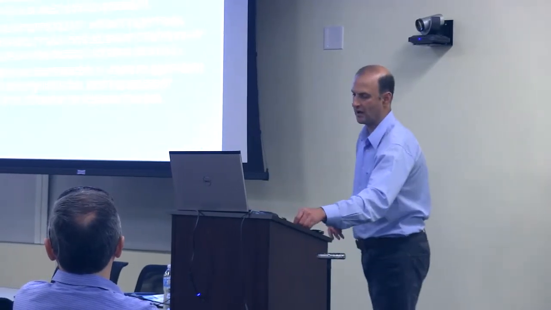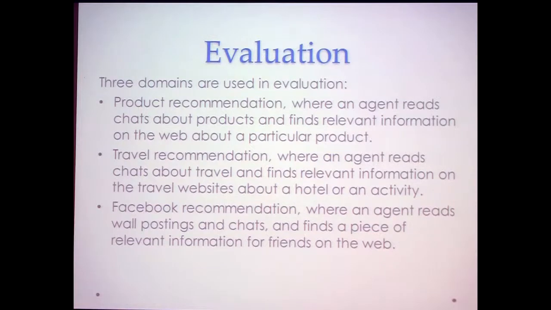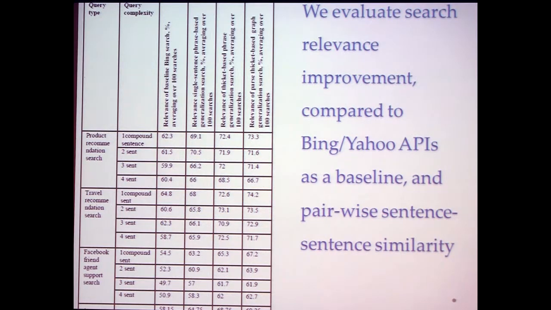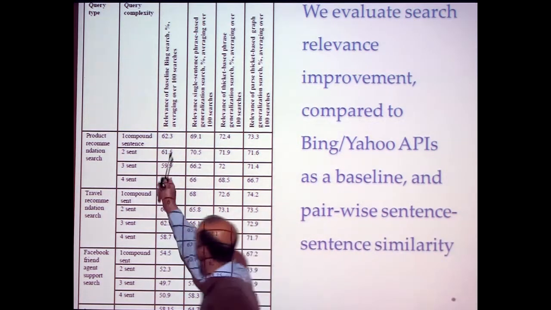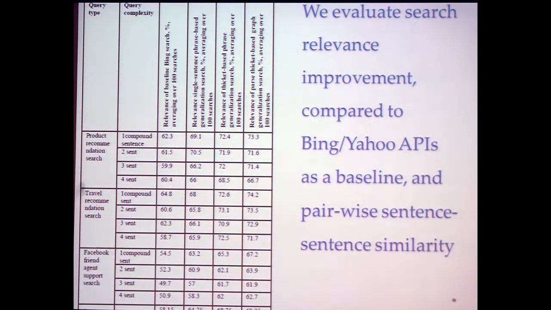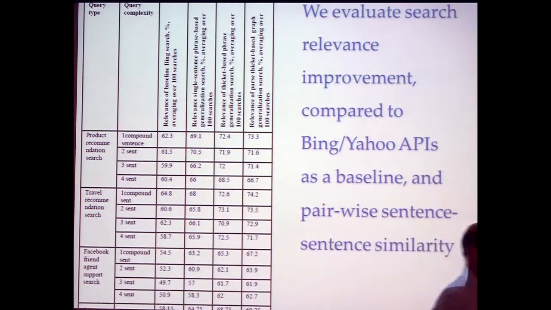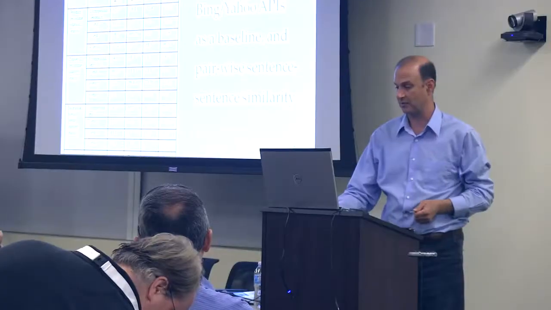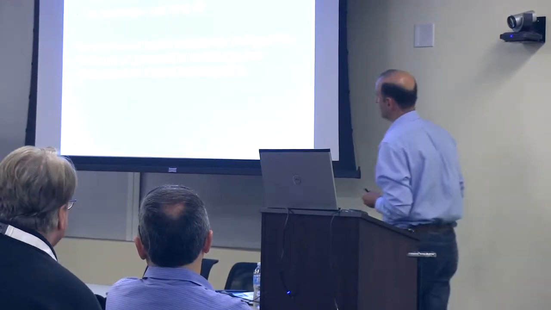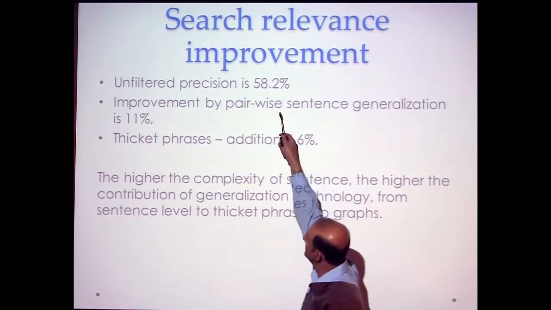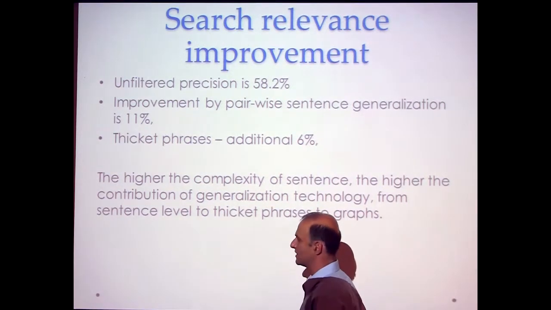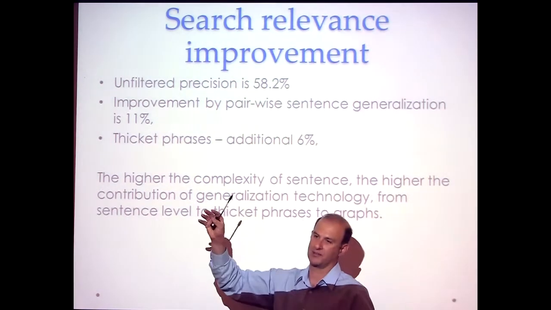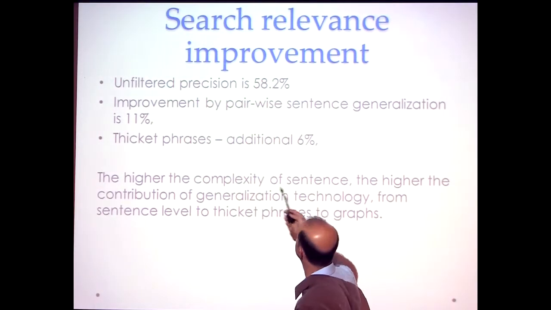Just briefly, the evaluation here: product recommendation, travel, and Facebook, which I mentioned. The way it works, I took Bing and Yahoo as a baseline. For this domain, I take shorter sentences without Parse Thicket, then two, three, four sentences, and observe using the Bing and Yahoo API how it can be improved. It's manual. For complicated questions, we have about 60% precision. We don't talk about recall here; we don't know what is available, we select from the available set.